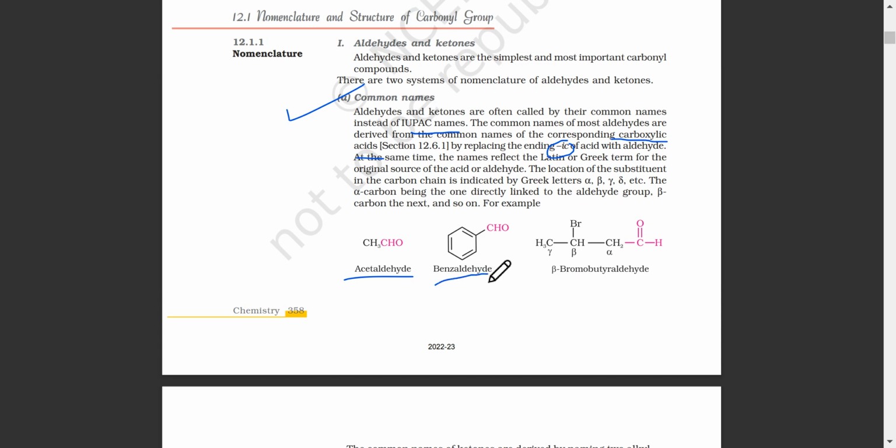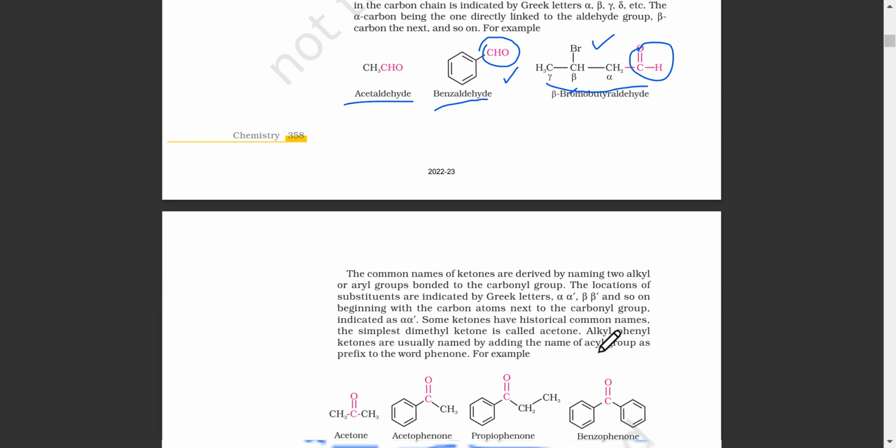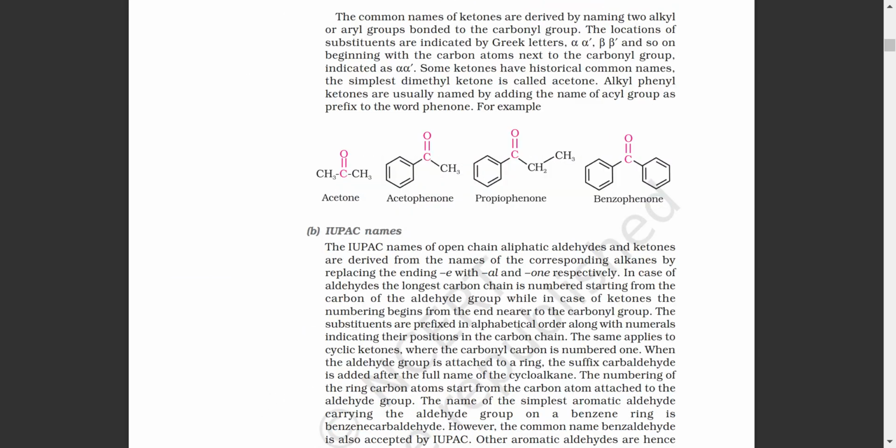यहाँ पे कुछ examples दिए हैं. Benzaldehyde, जहाँ पे आपने benzene के ऊपर you will have the aldehyde group. Then you will have beta-bromobutyraldehyde. Again, you have a butane chain, you have four carbons, you have this aldehyde group. On the beta position, you have bromine. Then you have the common names of ketones.